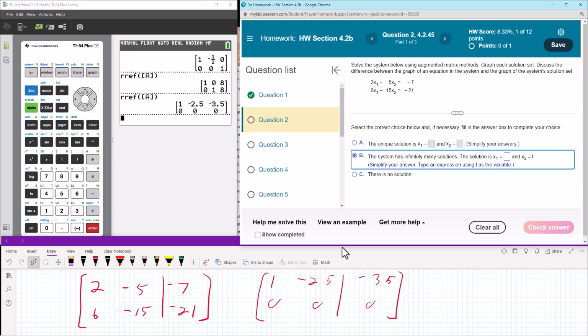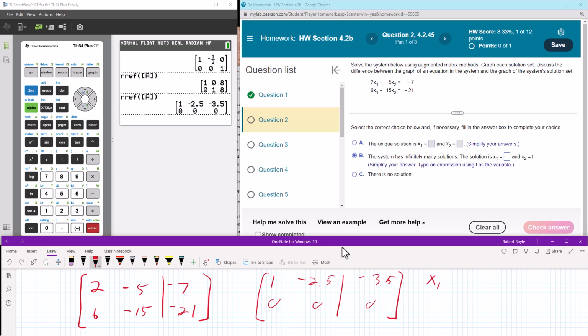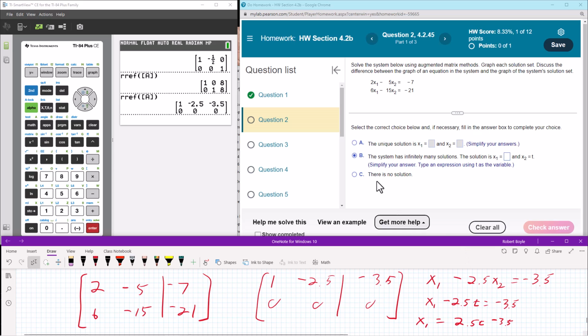And once again, we want to type the expression for x1 using t as a variable. So the first row tells us that x1 minus 2.5 x2 is equal to negative 3.5. All right. Remember, we want x2 to be equal to t. So we have x1 minus 2.5 times t is equal to negative 3.5. Adding 2.5t to both sides, we will have that x1 is equal to 2.5t minus 3.5. That is the answer, what we want to put in here.